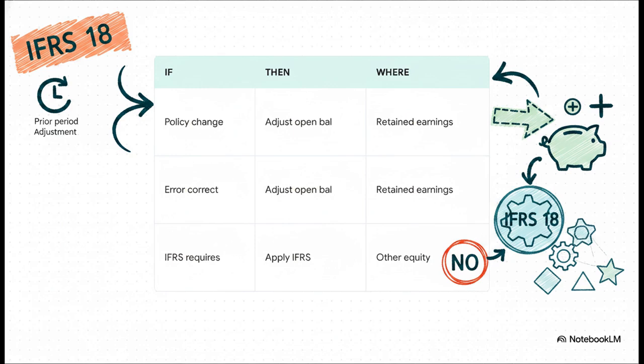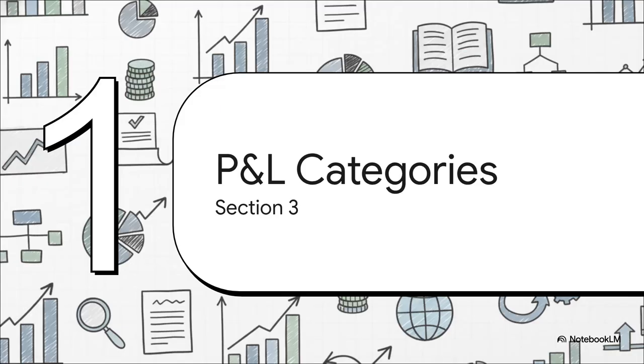Now, let's talk about prior period adjustments under IAS 8. If you have a retrospective change in accounting policy or an error correction, then you have to adjust the opening balance. But where exactly does that go? It flows straight into the opening balance of retained earnings in the statement of changes in equity. The only time you do otherwise is if a specific IFRS standard explicitly tells you to hit another component of equity.